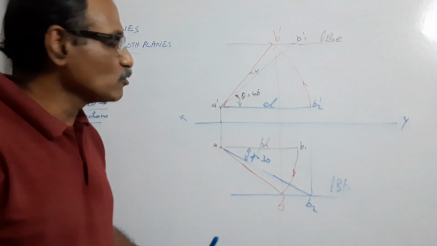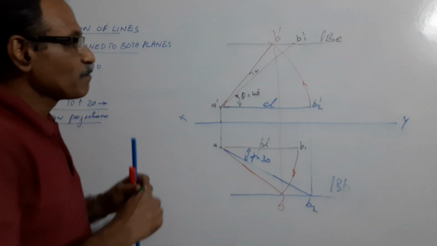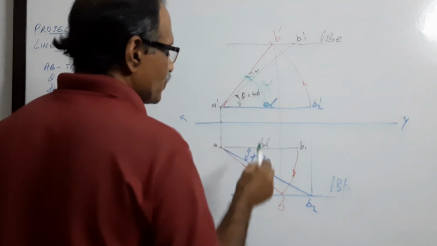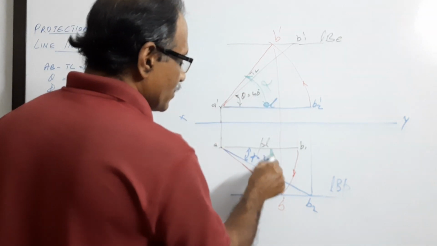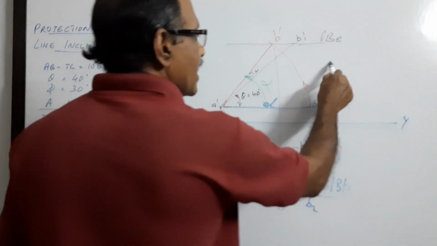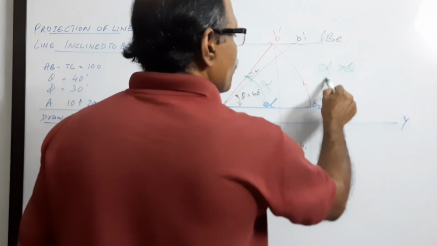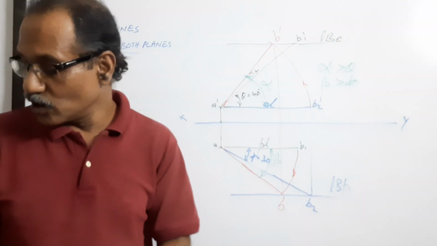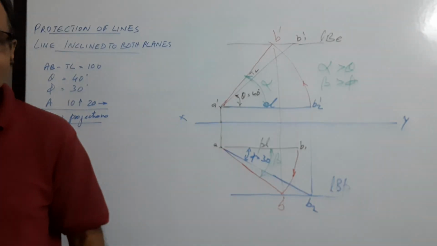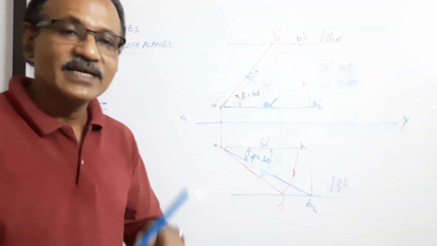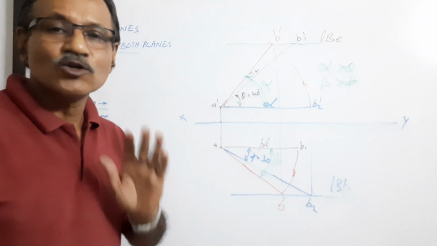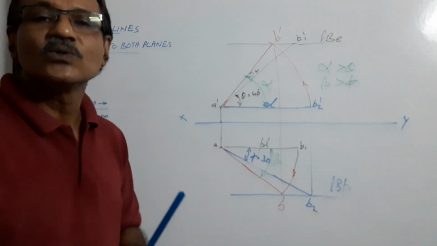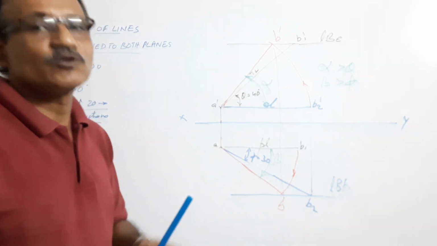Now, after drawing, you see that the final elevation makes an angle alpha to XY line, and the final plan makes an angle beta to XY line. Alpha is greater than theta, beta is greater than phi, and alpha and beta are called the apparent inclination of the line to the reference planes. Apparent, they are not real, they are not original, they are apparently visible, apparent inclination of the line to HP and VP, to the reference planes.